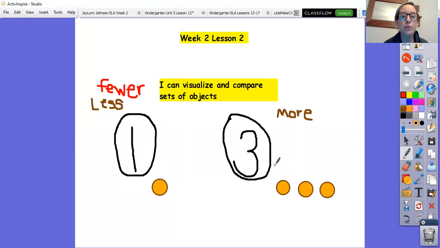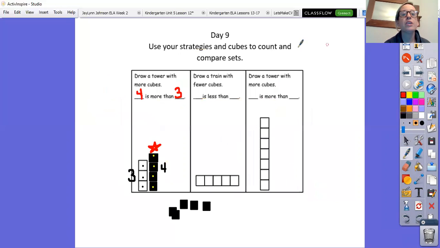Would I rather have 3 cookies or 1? I'd rather have 3 because there's more. There is fewer cookies over here, okay? All right, so it says draw a train with fewer cubes. Okay, so right now, let's see how many cubes I actually have.